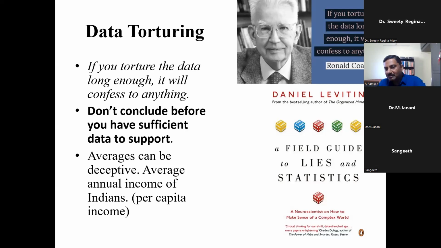And there is also a book about it, that's what I have given at the side here: A Field Guide to Lies and Statistics, about how many different ways statistics is used for telling lies. This is a book by Daniel Levitin, and maybe some of you have gone through it. It's not expensive, you can buy it also, and it's an interesting book on how statistics can become deceptive.